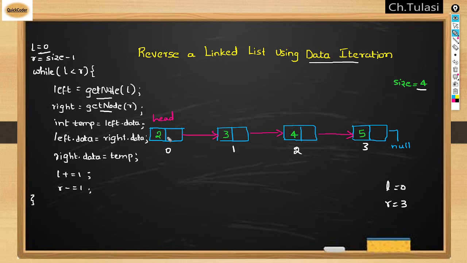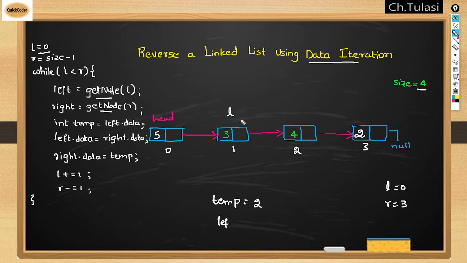Means in my left we have this node, and in my right we have this node. What we are doing is just swapping the data of these two nodes. Temp is equal to left dot data, means initially my temporary variable will have left dot data, that is 2. And my left dot data will be right dot data, so here there will be 5, and right dot data will be temp. What is there in temp? 2, so 2 will be there.